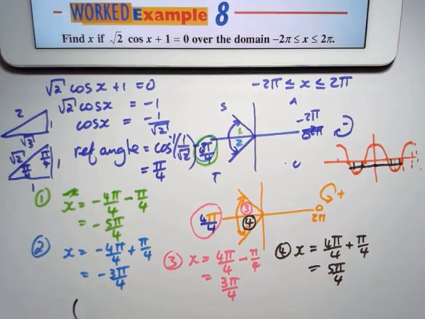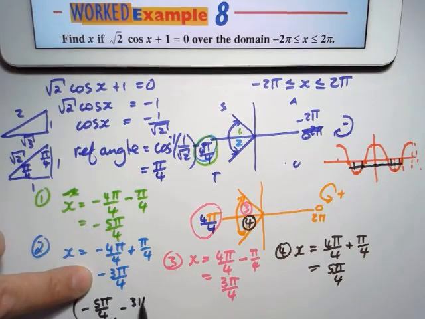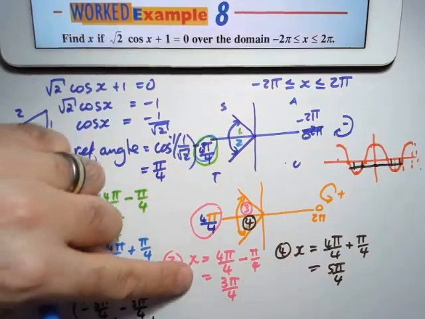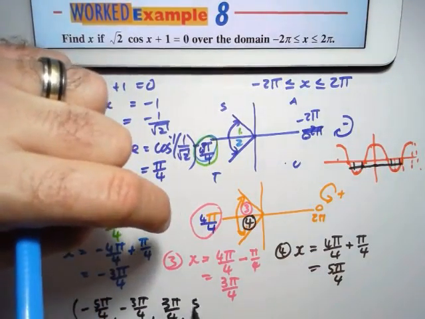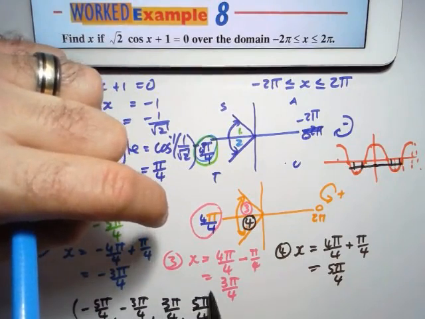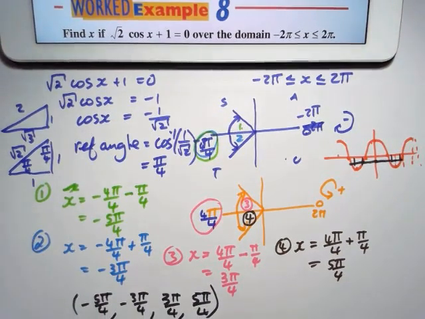So what I'm going to do is put it from the smallest value to the biggest value. The smallest value is negative 5 pi over 4, then it is negative 3 pi over 4, then it is 3 pi over 4, and that is 5 pi over 4. And that is your final answer.